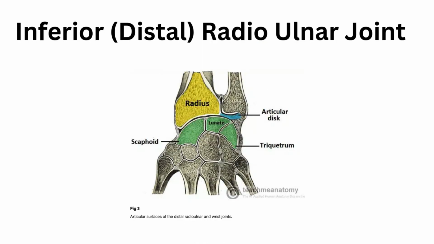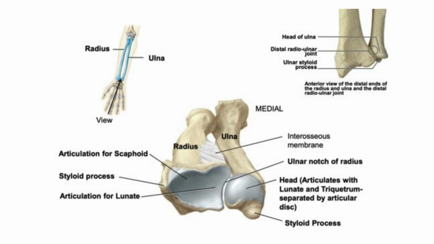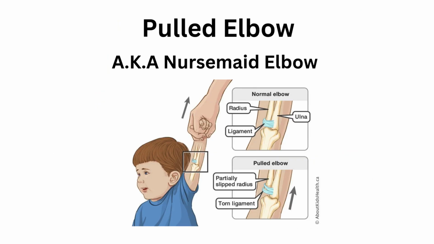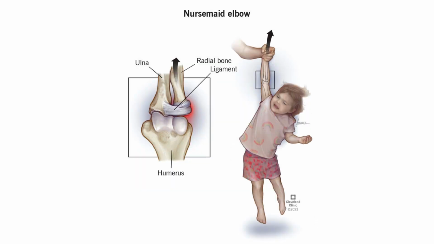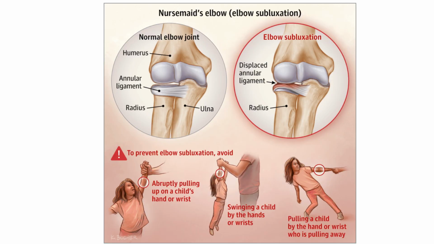Inferior, distal radioulnar joint. This is located between the head of the ulna and the ulnar notch of the radius. Here we must mention the very common elbow issue that happens to children, the pulled elbow. In pediatric cases, a sudden pulling force on a child's arm can cause the radial head to slip out of the annular ligament. This is a common subluxation you'll see in the ER.